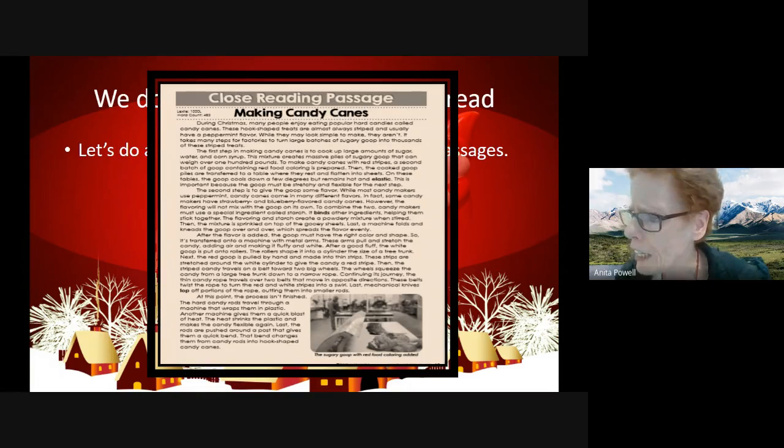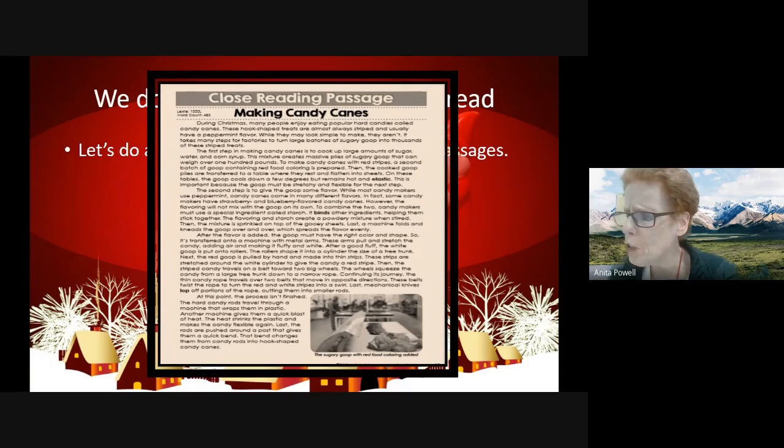After the flavor is added, the goop must have the right color and shape, so it's transferred onto a machine with metal arms. These arms pull and stretch the goop and the candy, adding air and making it fluffy and white. After a good fluff, the white goop is put onto rollers. The rollers shape it into a cylinder the size of a tree trunk. Next, the red goop is pulled by hand and made into thin strips. These strips are stretched around the white cylinder to give the candy a red stripe.